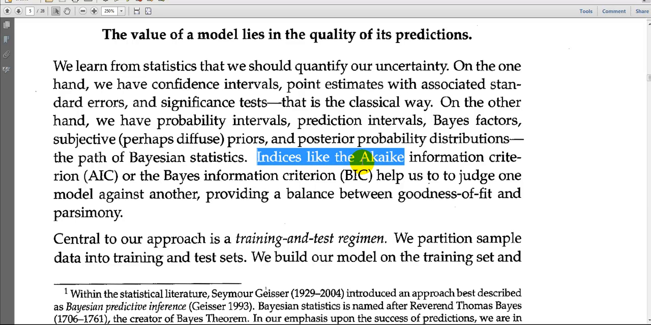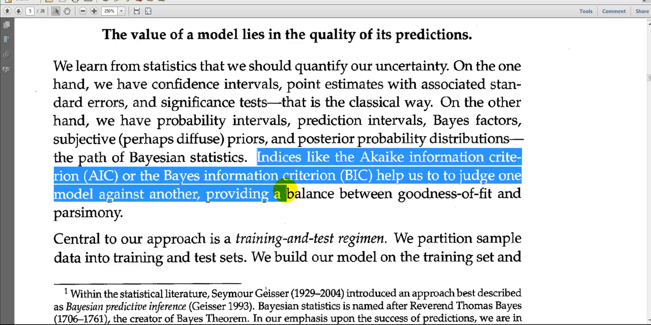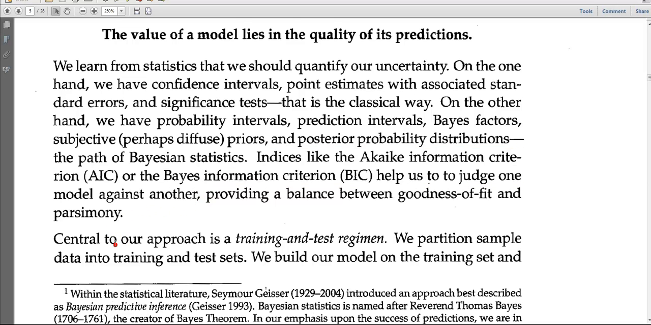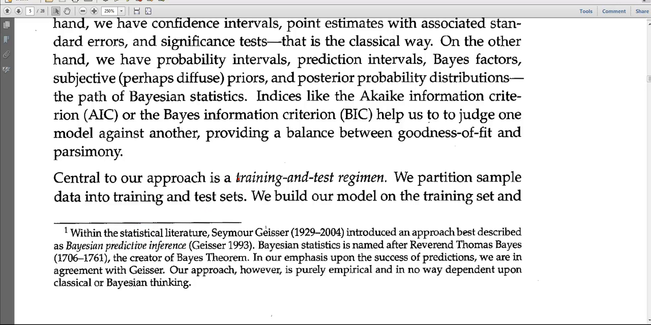Indices like the Akaike information criteria or the Bayes information criteria help us to judge one model against another. So we do want to judge one model against another. I don't know if we'll use these, providing a balance between goodness of fit and parsimony. Okay, central to our approach is the test and training regimen.